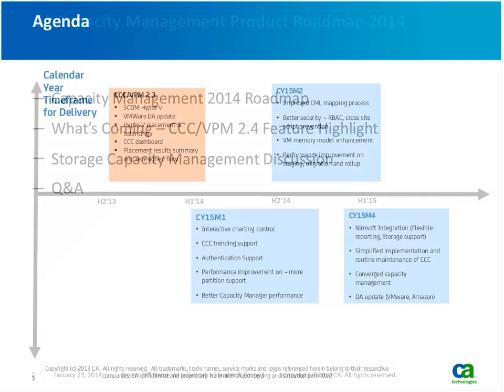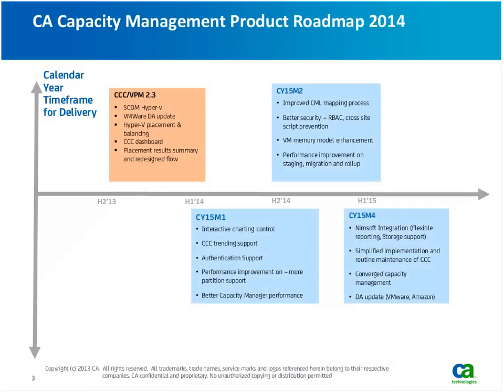So with that, I will get into the meat of the discussion today, which is the 4-box roadmap. As you can see, the yellow one is what we delivered back in the November-December timeframe, the CCC VPM 2.3 release. There are new features included there. I'm not going to enumerate them. Basically, it's an updated dashboard, placement results summary view with enhanced workflow, Hyper-V support, and some VMware DA updates.